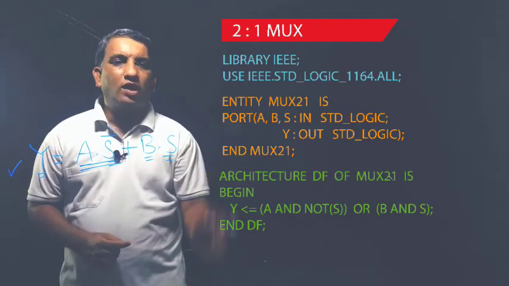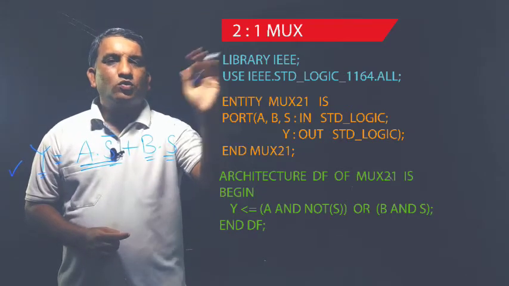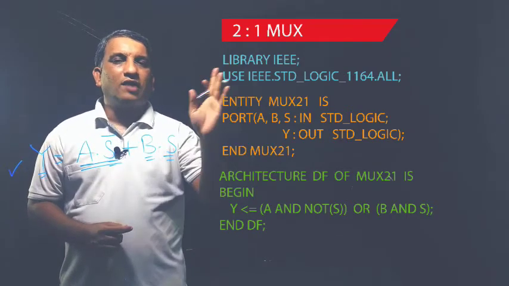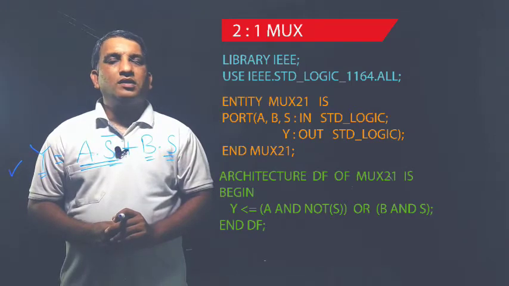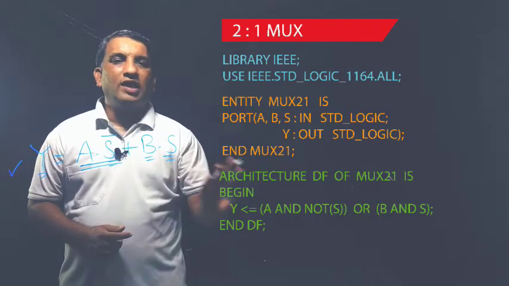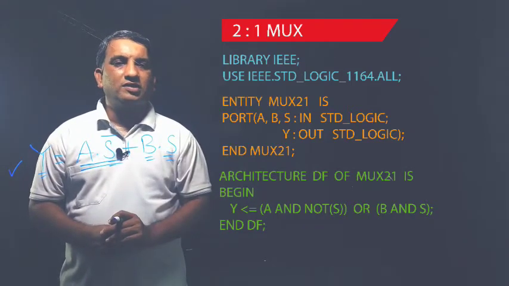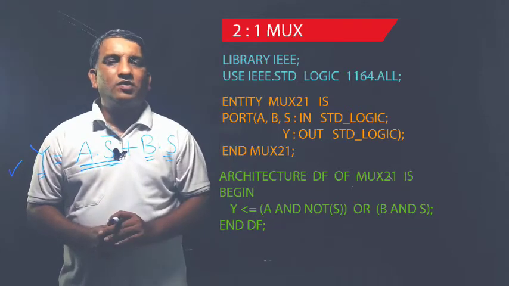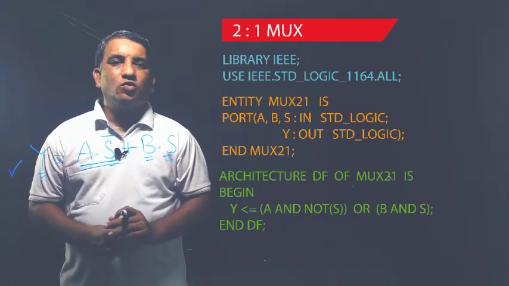So in this program first we have written the 2 header lines, then after that we have written the entity, and finally we have written the architecture. So in this way this will be nothing but your complete VHDL code for 2:1 mux.